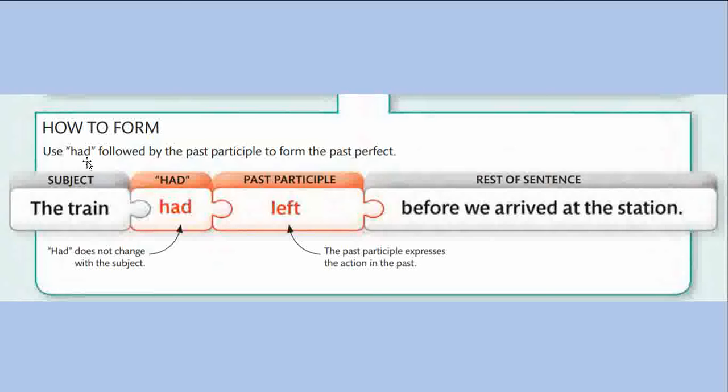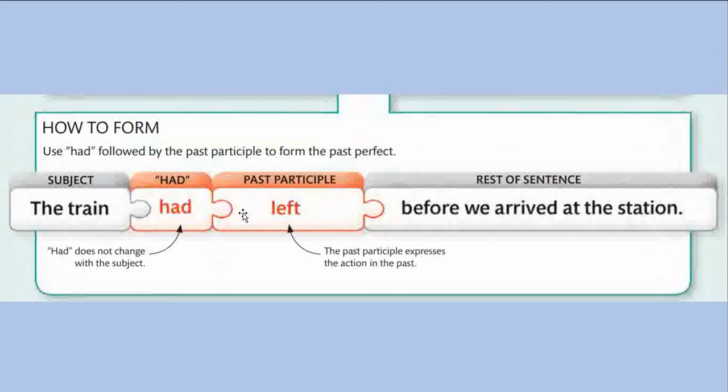Now, use had followed by the past participle to form past perfect. Had is to show past tense, and then the actual verb in the past participle form will show past perfect tense. Let us see the structure that we have. We have the subject, the noun or pronoun. Then we have had. This is compulsory in past perfect tense.